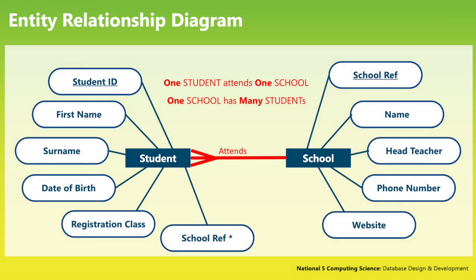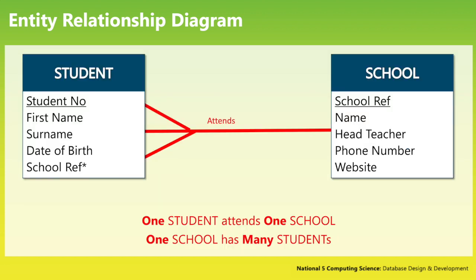I find this method of producing an entity relationship diagram messy, so I opt for this method, where again we have our entities, student and school, and underneath them I have listed the attributes, identifying the primary keys and the foreign key. I've then drawn in the relationship and I have described it. So if you were to produce either of these versions of an entity relationship diagram, they would be correct.